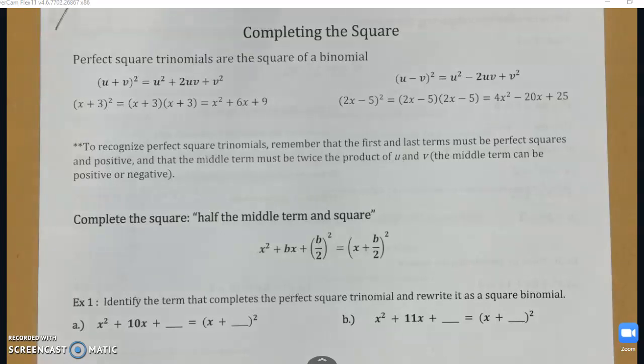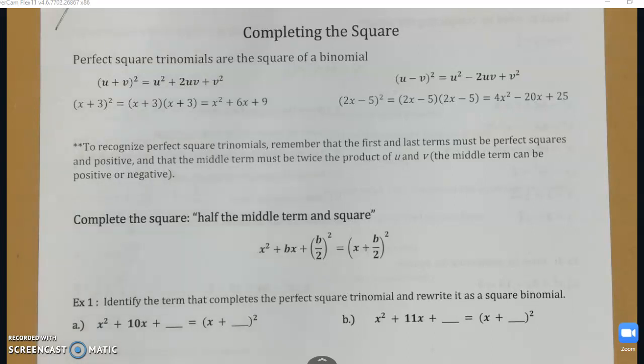To another exciting day of Algebra 2. Today we are going to be talking about something called completing the square. Now, what square are we talking about? We are talking about a thing called perfect squared trinomials, which are the result of squaring a binomial.